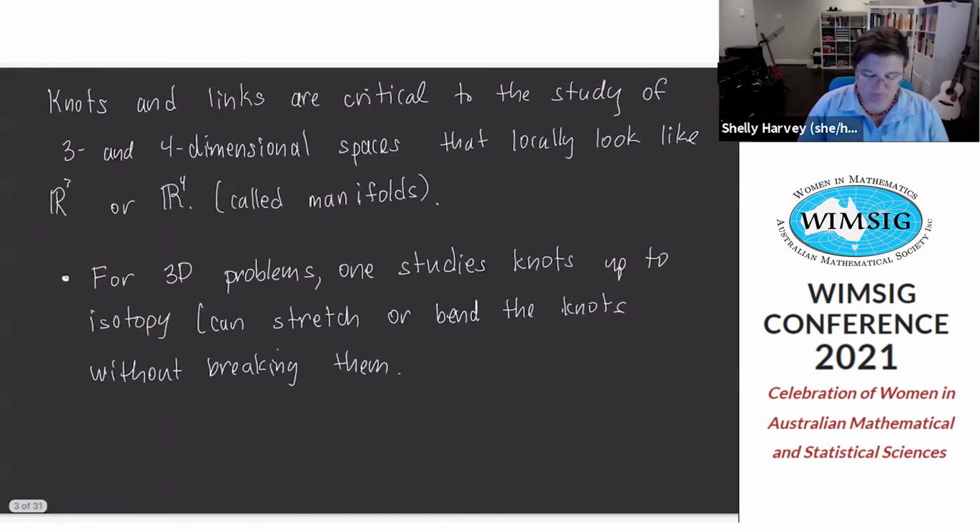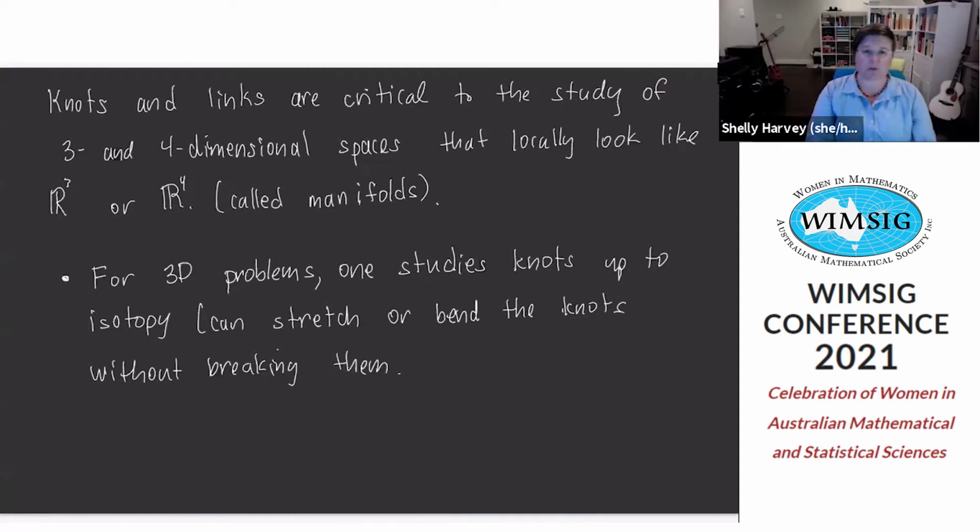But okay, so why are knots and links important? Well, it turns out they are critically important in low-dimensional topology. Low-dimensional topology is the study of shapes and spaces that locally look like Euclidean space. They're locally flat, but globally they can be curved. In low-dimensional topology, what we mean is we're studying spaces that are dimension 0, 1, 2, 3, 4. So I'm interested in 3 and 4 dimensions.